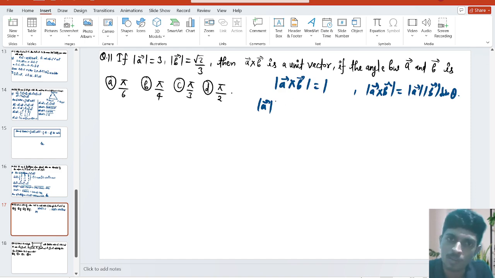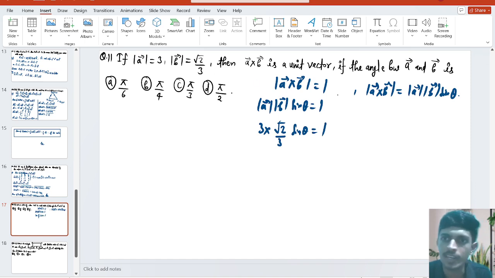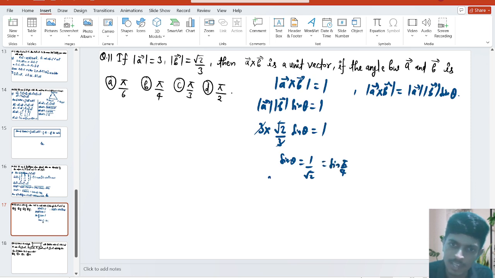So because this is a unit vector, modulus of vector A times modulus of vector B times sin theta equals 1. Modulus of vector A is 3, modulus of vector B is under root 2 by 3, and sin theta is equal to 1. We need to find the correct angle theta from the options. So 3 cancels out, and sin theta becomes 1 by root 2, which is sin pi by 4. Taking the sine inverse on both sides, you get theta equal to pi by 4.